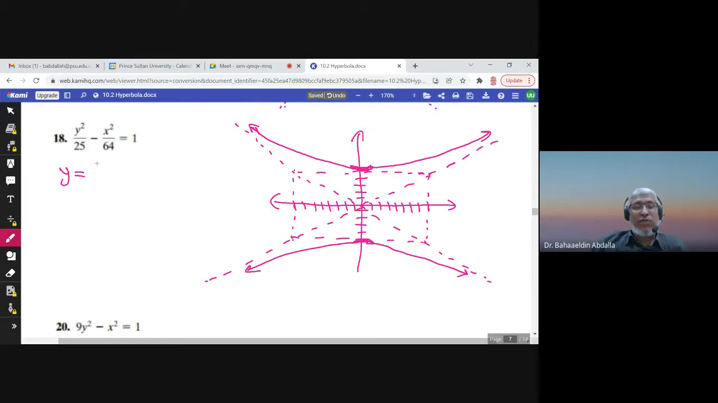Equations of the asymptotes: 5 over 8, plus or minus, the square root below y over the square root below x. And c squared, just add 25 plus 64. That's 89. And now the vertices are here on the y-axis. So the coordinates of the foci are 0, plus or minus square root of 89.